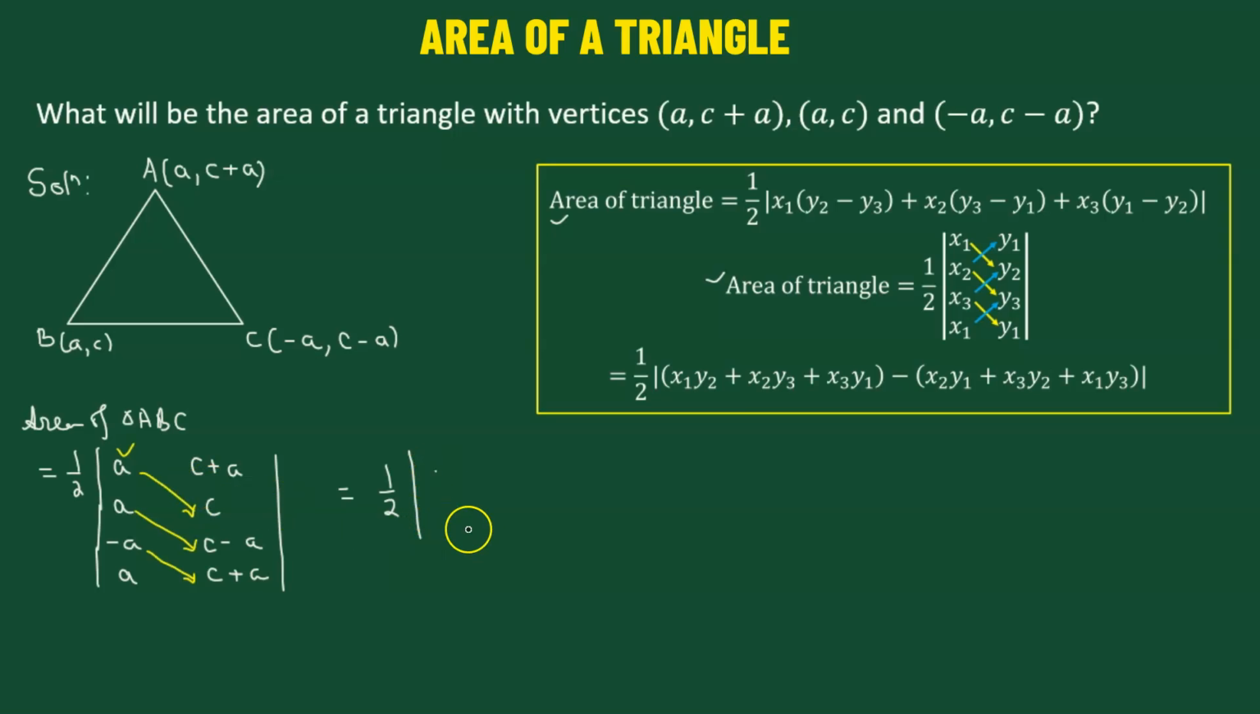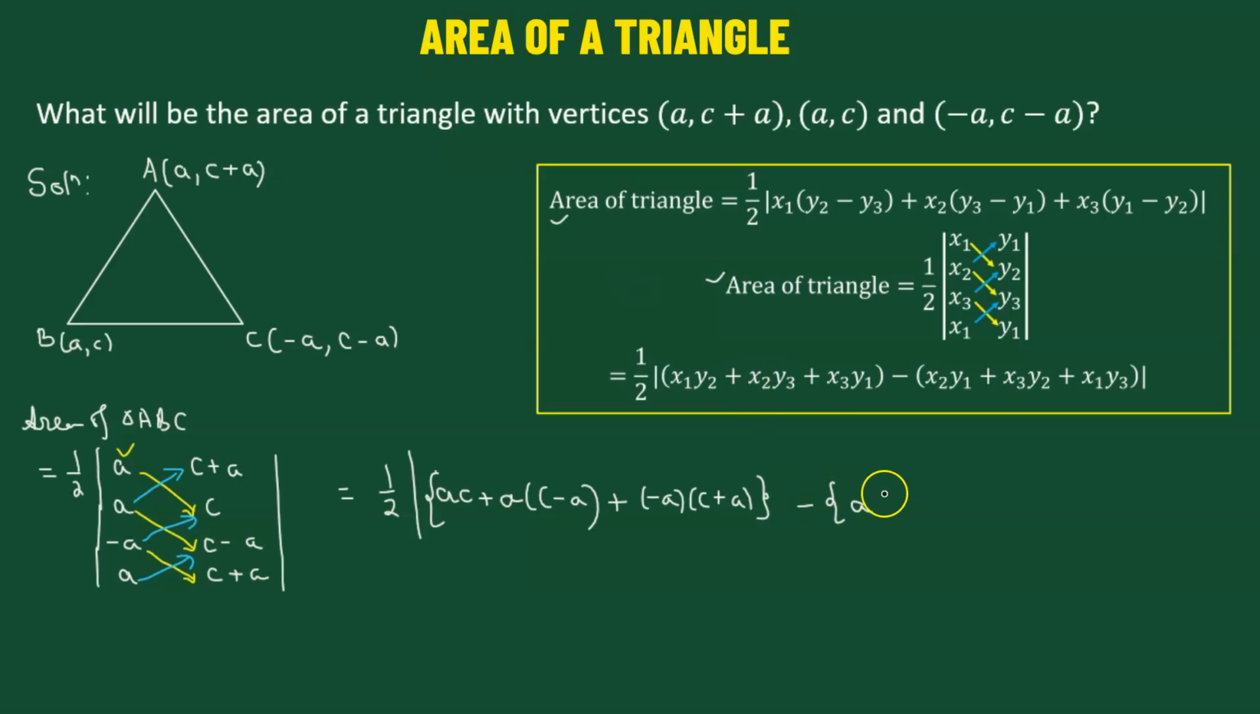First, we will multiply a with c. Then we're going to multiply a with c-a. Then we'll add it to the product of -a and c+a. Right. We'll keep it aside, and from it we're going to subtract the sum of the products of. Now what we'll do, we'll take the product of a and c+a, add it to the product of -a and c, and then add it to the product of a and c-a. Right. So let's write that down as well.